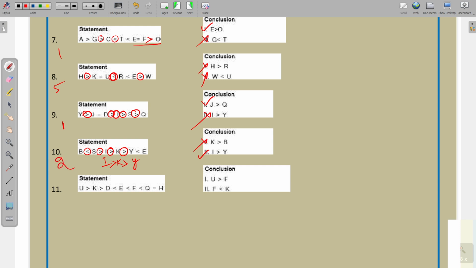Coming to the 11th one, U greater than F. So U here and F here both are opposite signs. Okay, this one is not correct. F less than K. So F here and K here, F is less than K. So here also we have opposite signs. Okay, this one is also not correct. Option 5 is the answer.